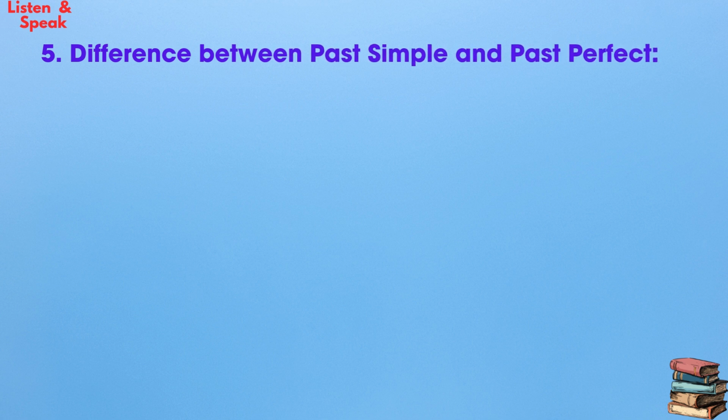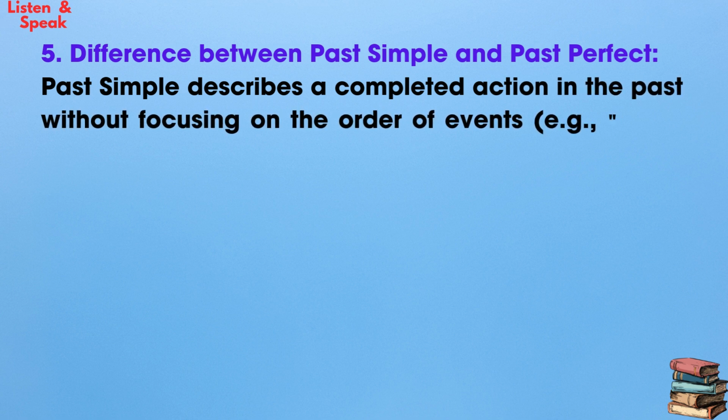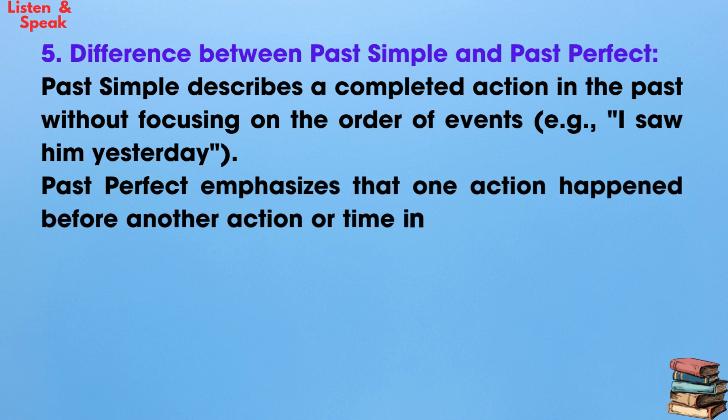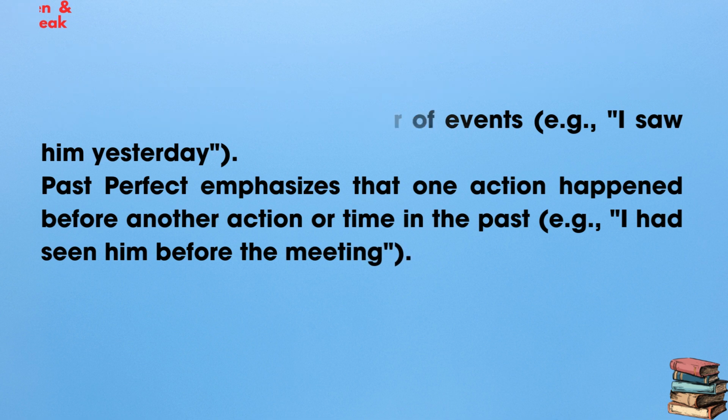Question. 5. Difference between past simple and past perfect. Past simple describes a completed action in the past, without focusing on the order of events. For example, I saw him yesterday. Past perfect emphasizes that one action happened before another action or time in the past. For example, I had seen him before the meeting.